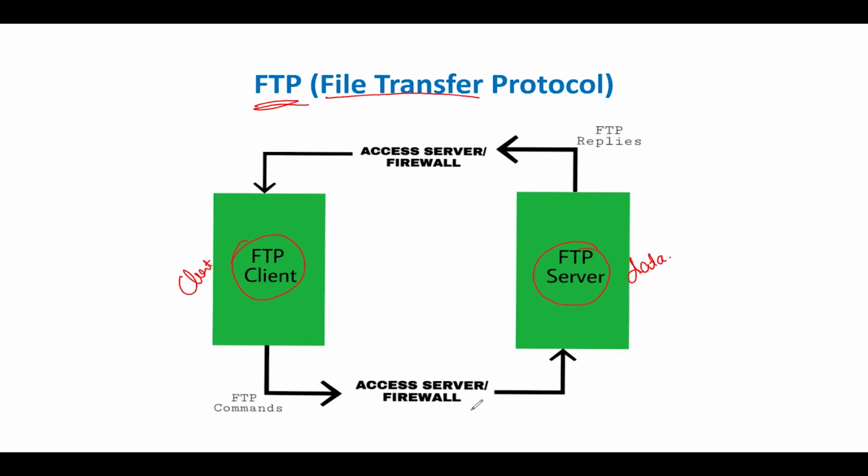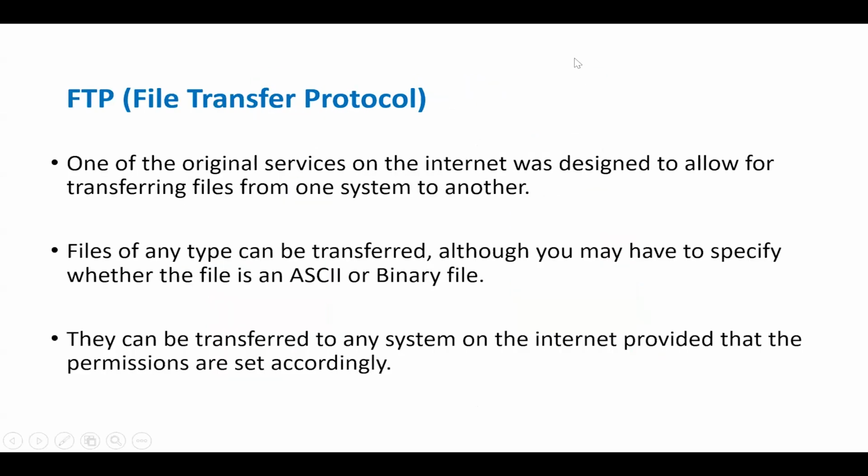The client will be requesting, you want to access and retrieve the data. So the request will go through the firewall, and it goes to the server. And once it is accepted, FTP replies, and then it will give access to the client. So this is how FTP works. It happens between the FTP client and FTP server. It is mainly used for transferring of files.